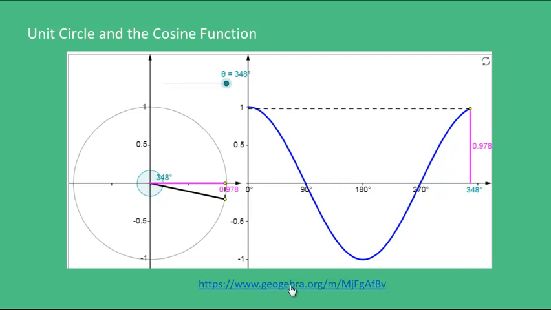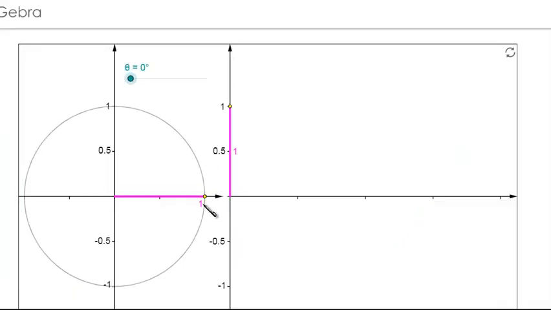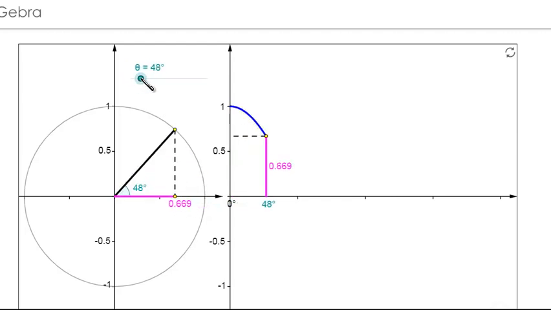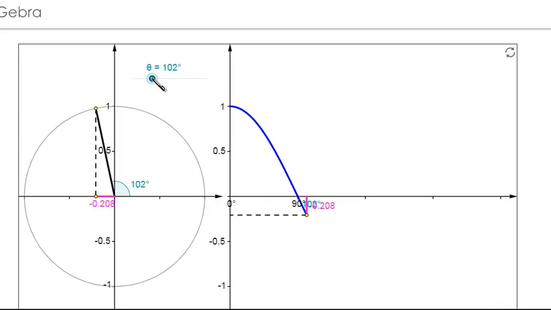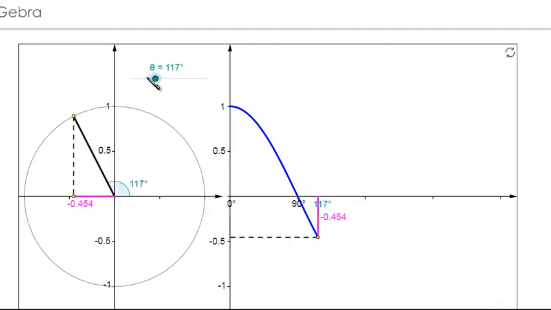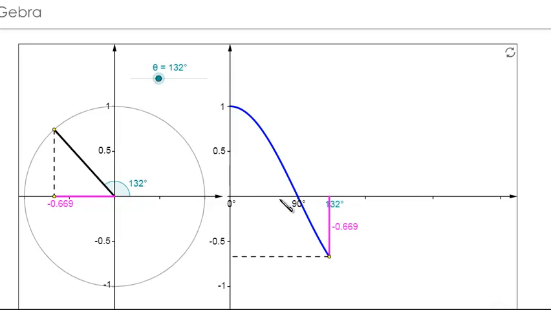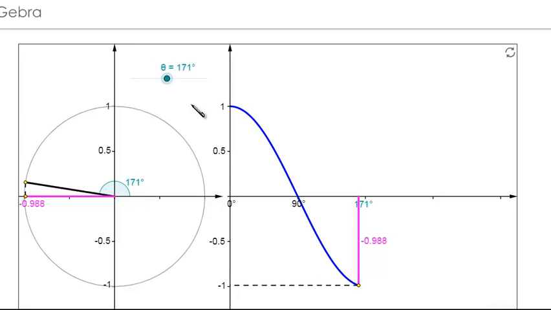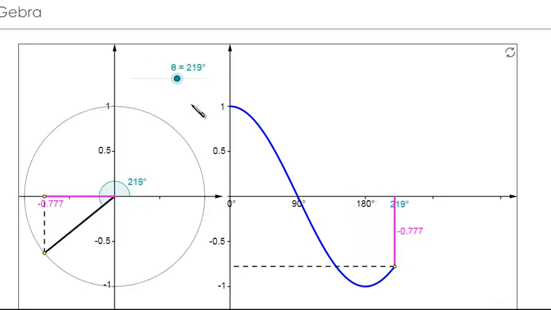Again, we have an app for that and it's right here. So let's look at that app. So as you can see, at 0 degrees, notice the line is here. It's at 1 because the x-coordinate is 1. As we begin to increase the angle, notice the x-coordinate begins to decrease, 0.669. Of course, when we reach about 90 degrees, the x-coordinate is 0. And so we can continue to increase the angle, and notice now the x values are negative. We increase some more, and notice we get our familiar cosine.